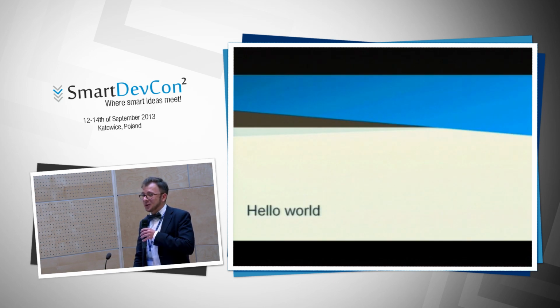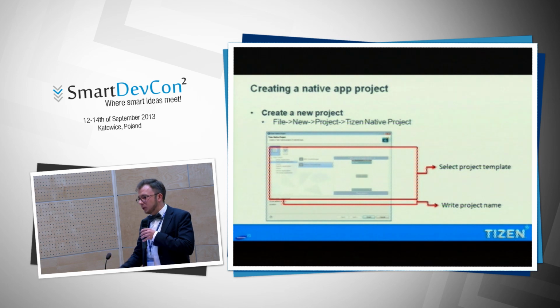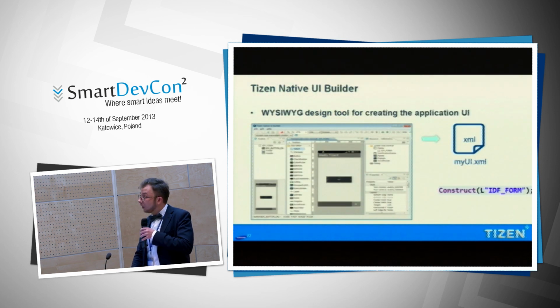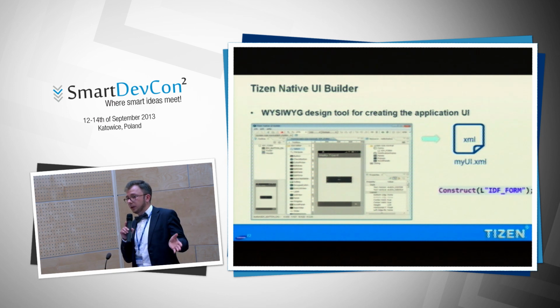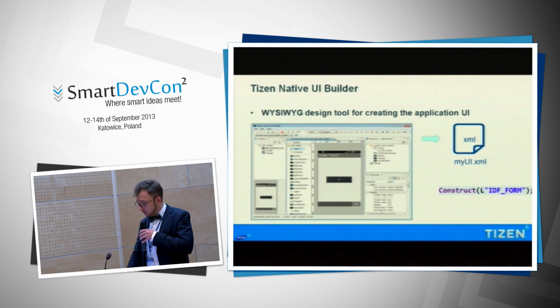Okay, so let's create the very basic application, Hello World application. To create a new project, you just need to choose from File, New Project, Tizen Native Project, and you can choose from various templates, and then write the project name. And we are also providing a UI builder. You can easily create UI for your application just by dragging and dropping the controls over the form.